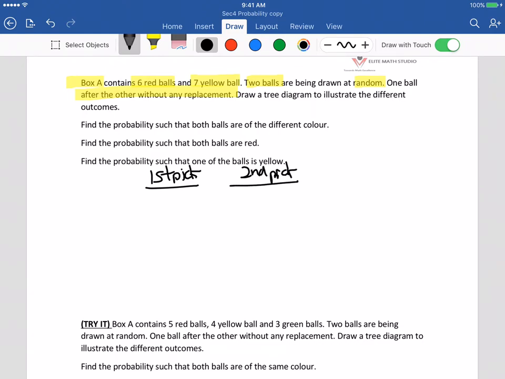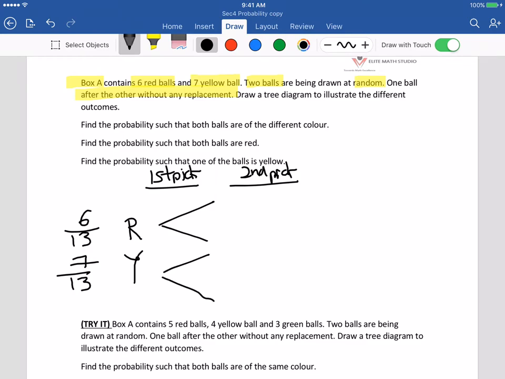Okay, so we have red, and then we have yellow. Red will be 6 out of 13. Yellow will be 7 out of 13. Same thing, branch it out again. Red, yellow, red, yellow.